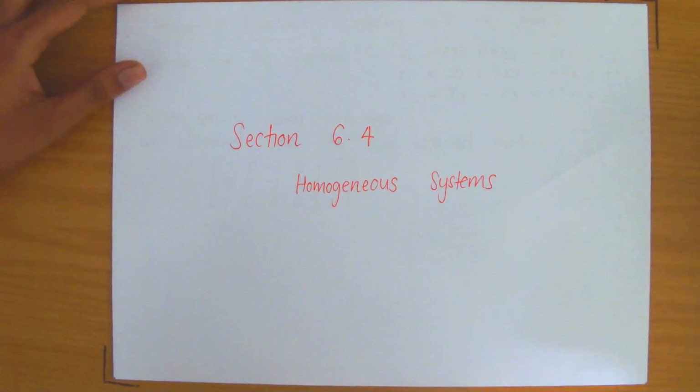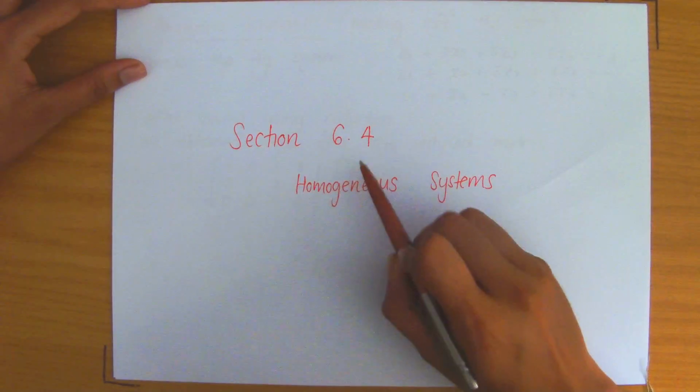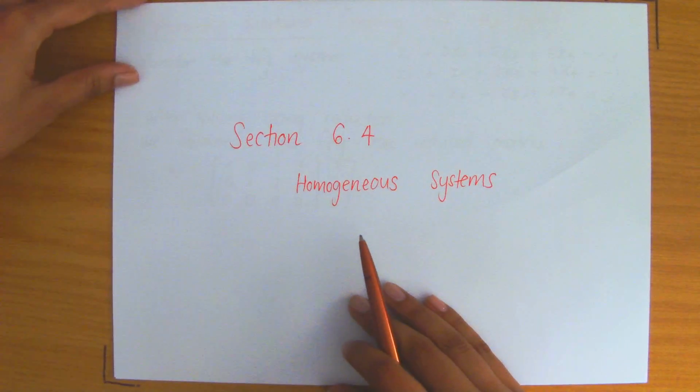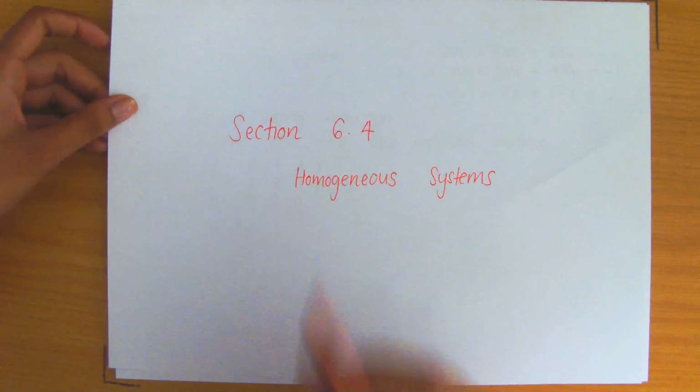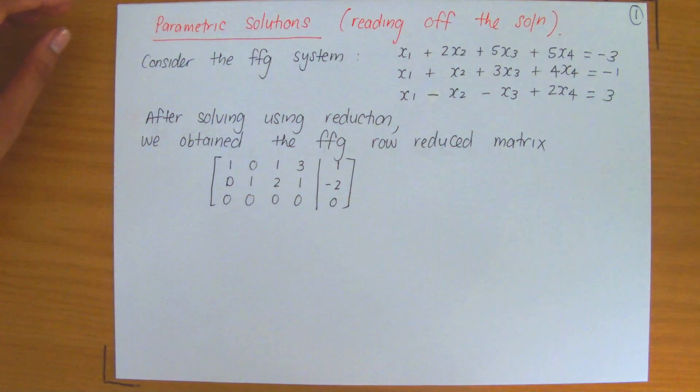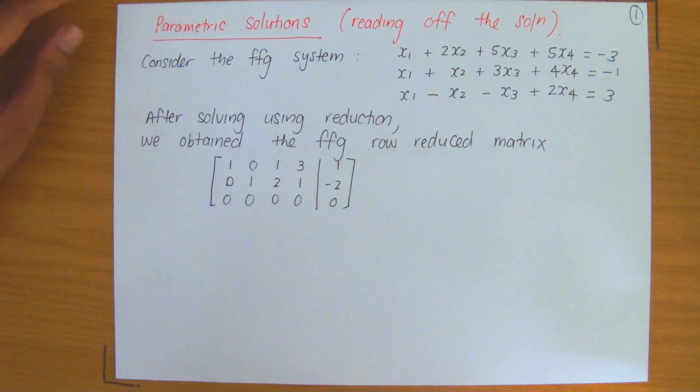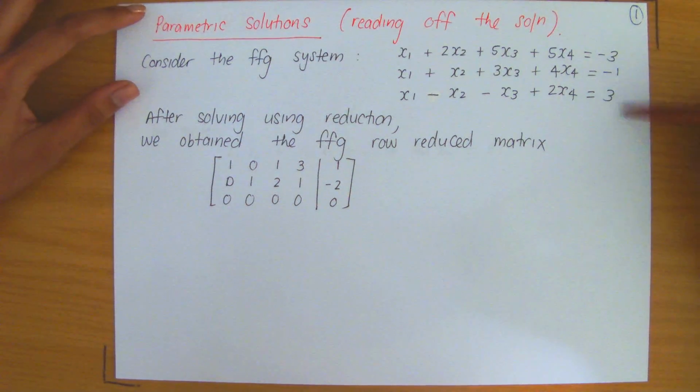In this video lecture, we are going to be discussing section 6.4 from your textbook, which deals with homogeneous systems of equations. But before doing that, I just want to make sure that you all understand how to read off the solution from a row-reduced matrix. So let's suppose that we were given the following system.